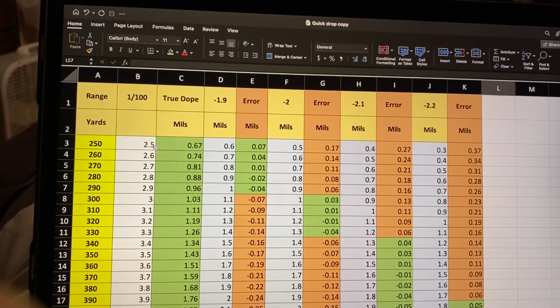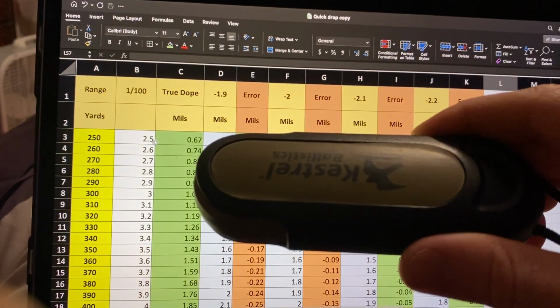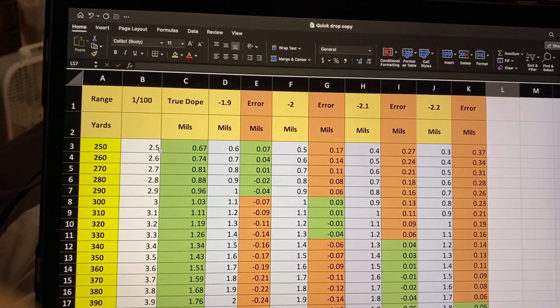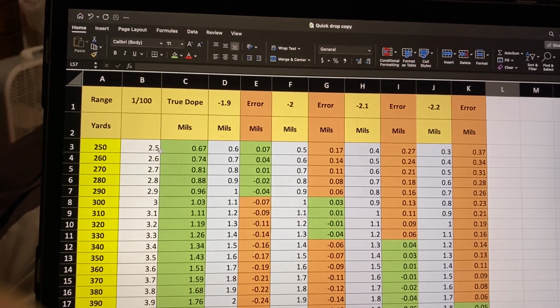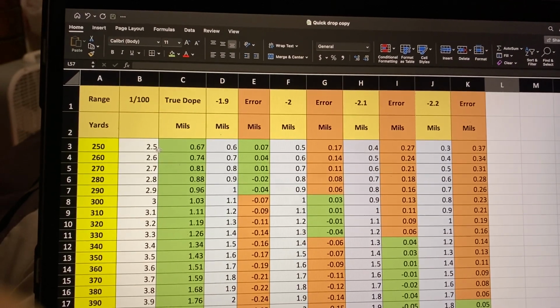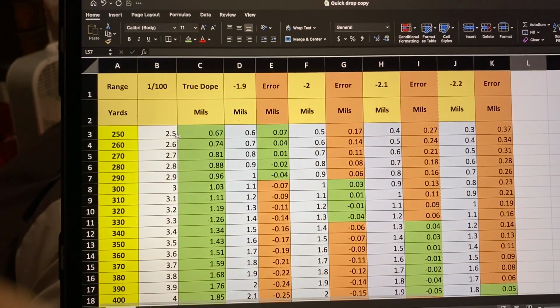At the time, I did not have this, but I went out and bought just a cheap Kestrel, and it allowed me to see 1 yard at a time. And I noticed for quite some time, every 1 yard would kind of equal 0.01 mil. So I noticed there was a relationship.